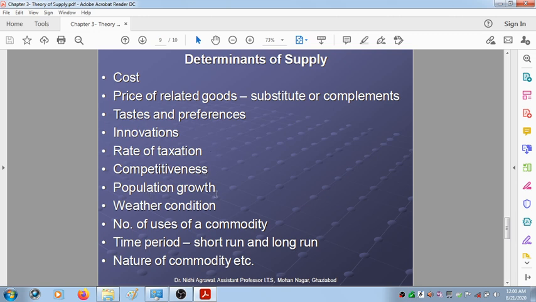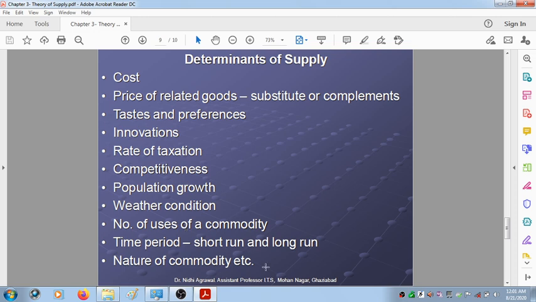Population growth. If population growth is more, then more and more people will be there in the market, and more demand for the product will be there, right? Weather condition. Suppose there is a rainy season, and in this rainy season more and more demand will be there for umbrella, raincoat, if you are manufacturing such kind of items. Then number of uses of a commodity. If a commodity has multiple uses, then the producer will try to sell more and more quantity of that particular product.